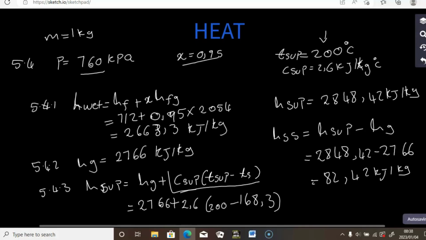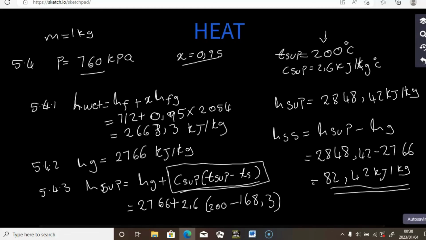Take this and put all the values: the specific heat capacity of the superheated steam, the superheated temperature and the saturation temperature. You will see you are going to get exactly this value. The reason why I went this way is because of the mark allocation, which is 4 marks. I doubt that if we were to just calculate it the other way, they were going to give us full marks. That brings us to the end of our question. I will see you in the next video.